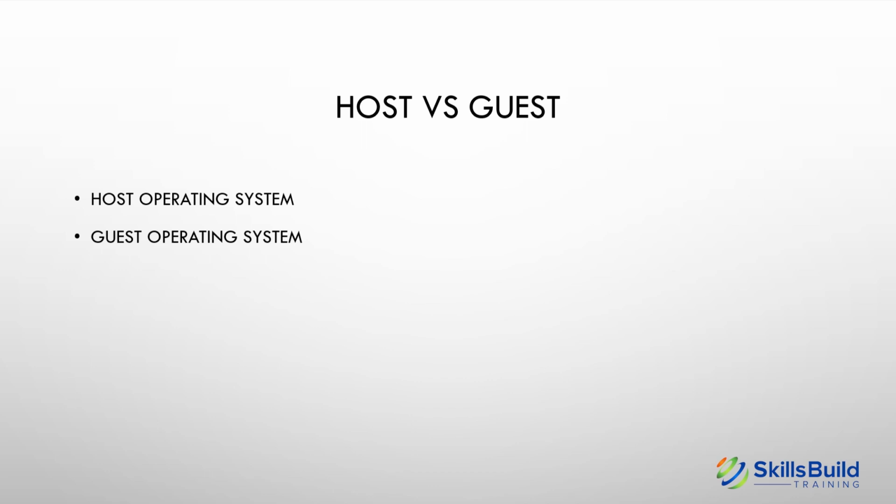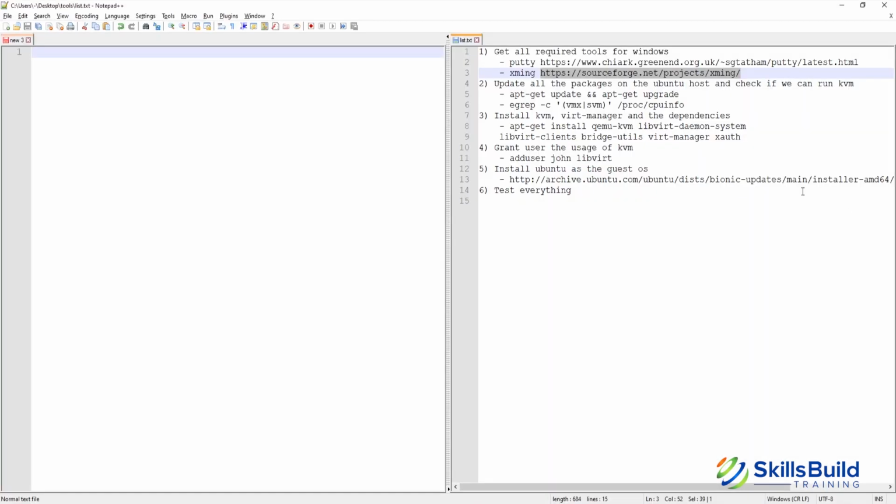Okay, let's look at the process itself. First thing first, we will need to download a few tools for our Windows machine, the machine that we will be working from. Then we update our server on the Ubuntu host and check if we can run KVM. Then we install KVM, Virt-Manager, and the dependencies. After that, we grant the user the usage of KVM. Then we install Ubuntu as the guest OS, and after that we test everything to see if it's working correctly.